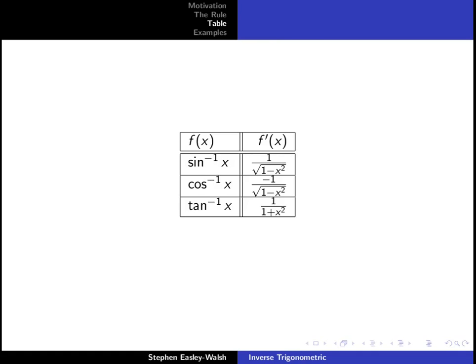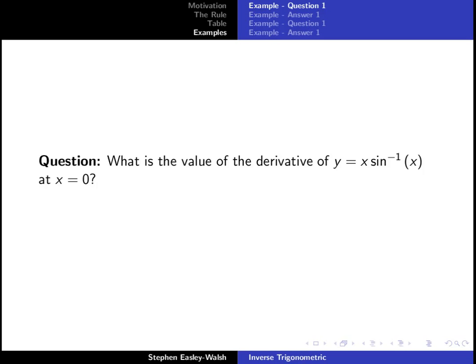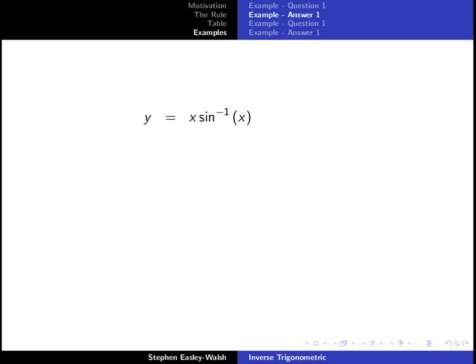What is the value of the derivative of y equals x sine inverse x at x equals 0? Y equals x sine inverse x. We do the derivative, but on the right we need to use the product rule. So that is derivative of the first function, keep the second function the same, plus keep the first function the same, and the derivative of the second function.